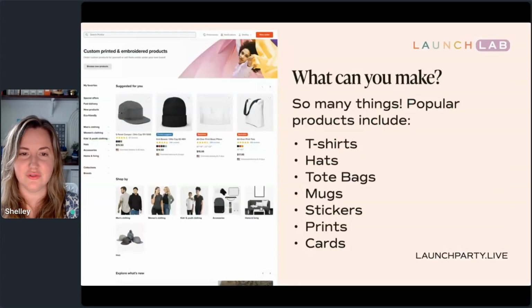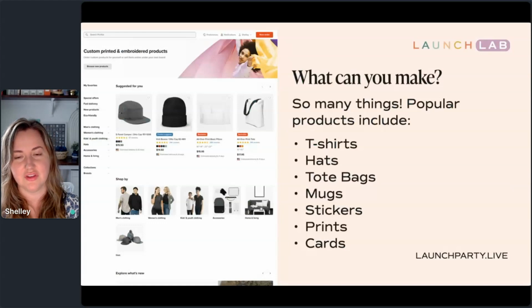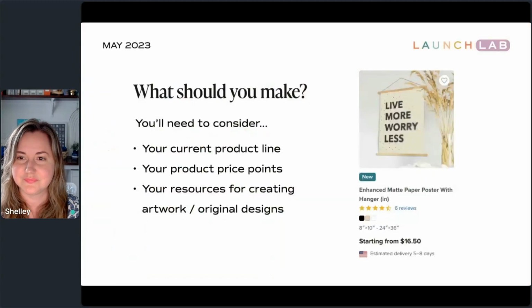So what can you make with print on demand? There are so many options. Some popular products include t-shirts, hats, tote bags, mugs, stickers, prints, and cards. Those are really popular. You will often see them as additions to other stores, and they're products that would be great to test out and experiment with depending on your own product categories.